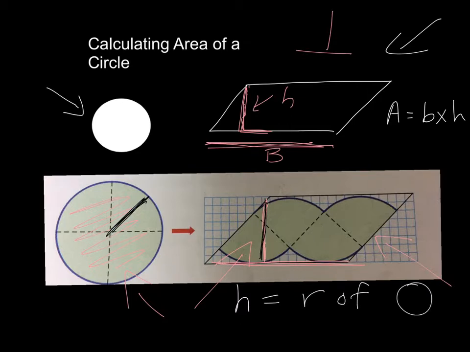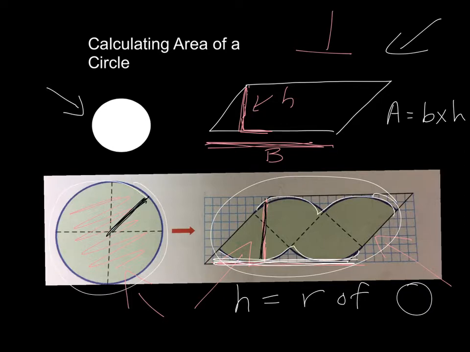Okay? And then if you look at the base of this parallelogram, like if you were to take all these pieces and put them back together again, all of this here, all the blue edges would actually become the circumference of the circle. So if you put all the edges together, that's the full circumference. But if we're just looking at the base, it's just half of the circumference of the circle. So the base of the parallelogram is equal to half of the circumference of the circle.